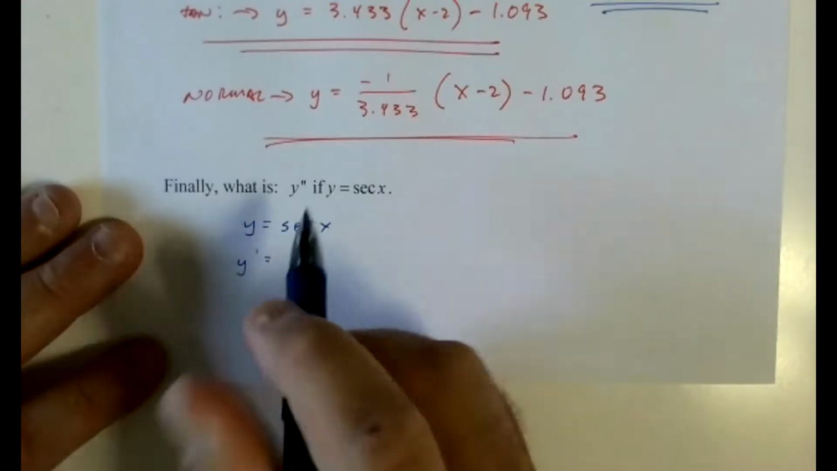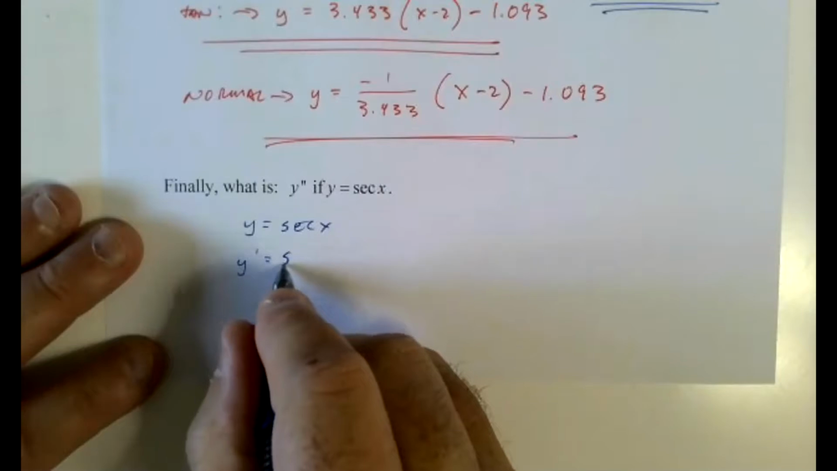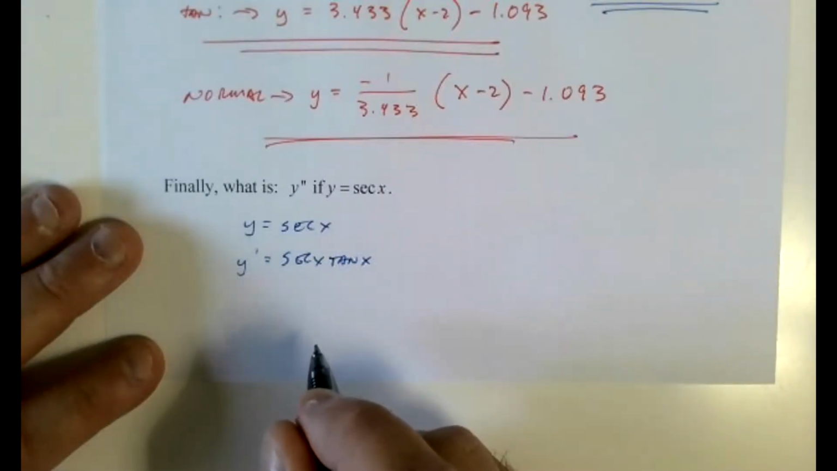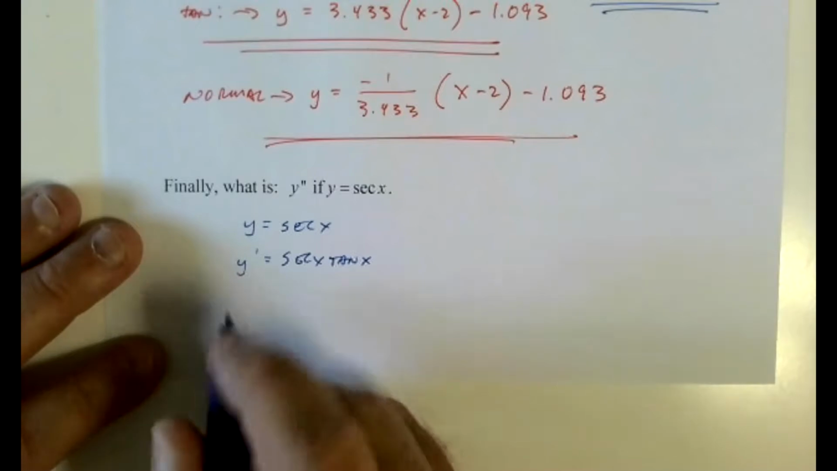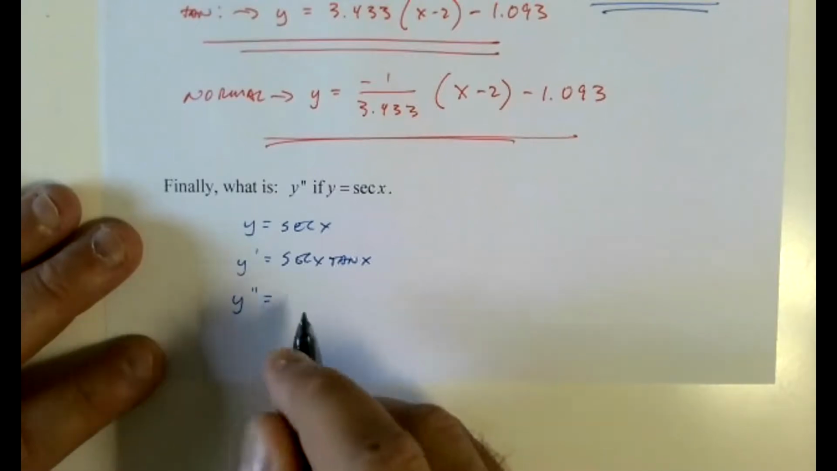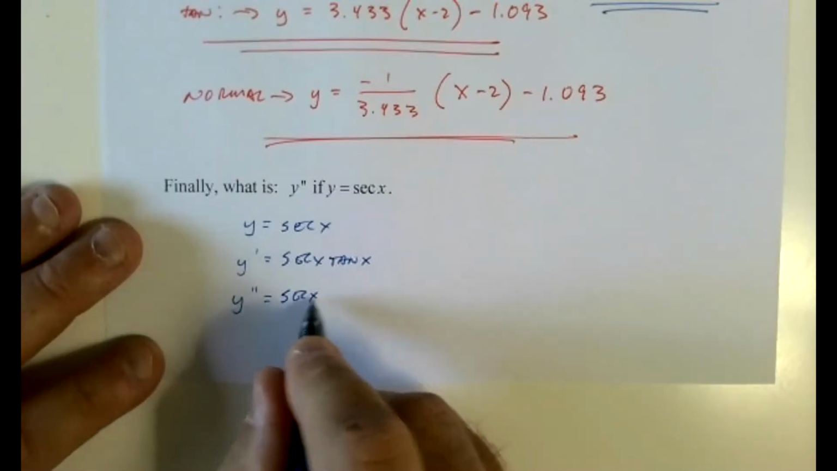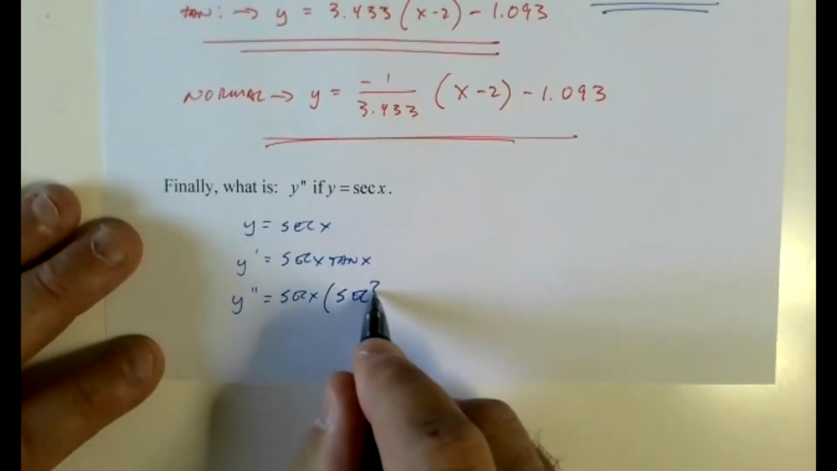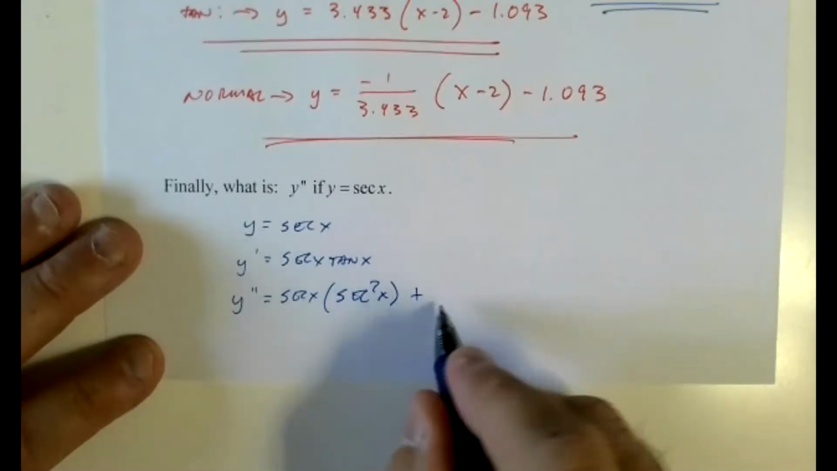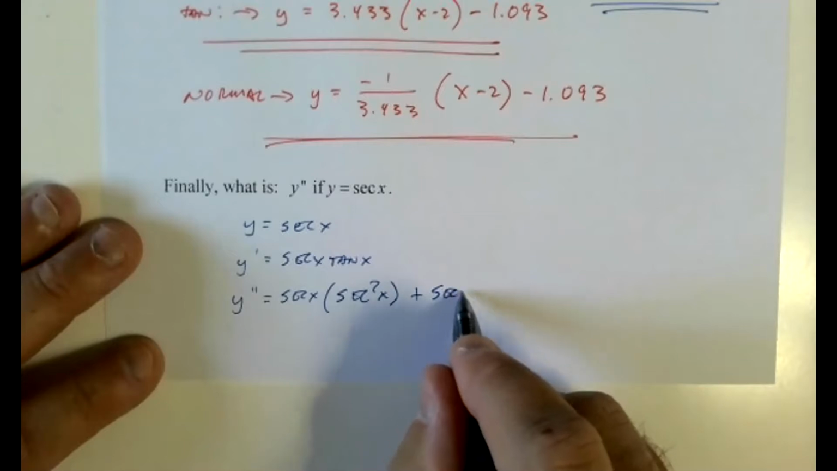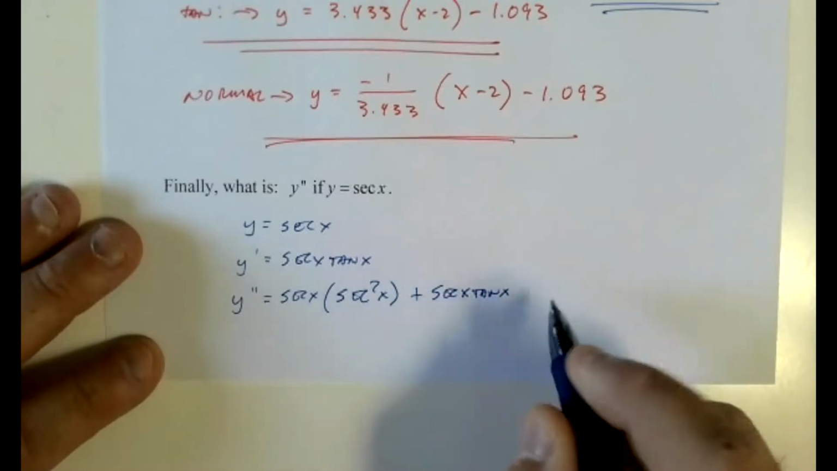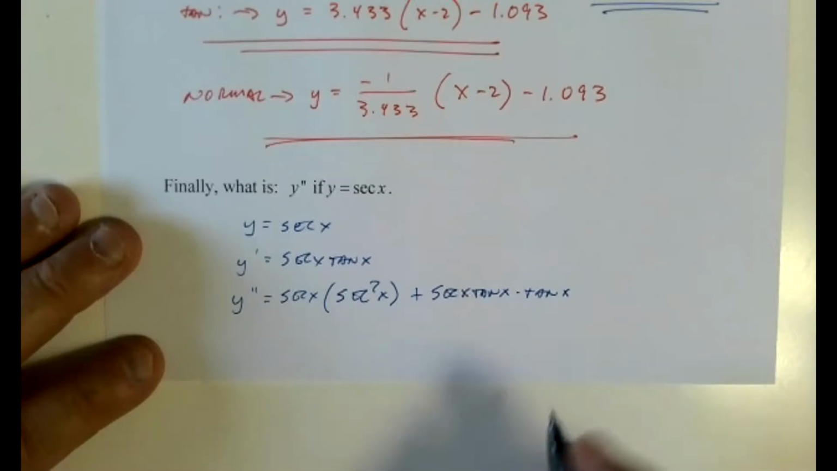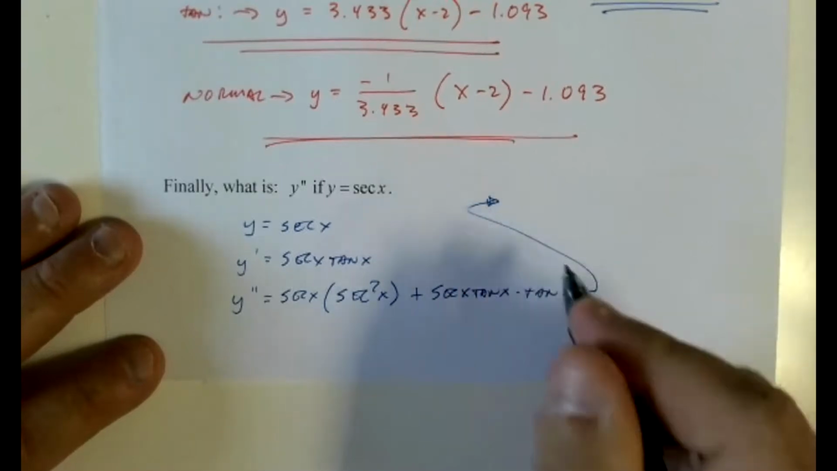Y prime equals, according to the list up the top, secant x tangent x. Y double prime equals, leave it, secant of x, times derivative of tangent of x, which is secant squared x, plus tangent x times derivative of secant x, which is secant x tangent x, times tangent x. Looks horrible. Just takes some practice.